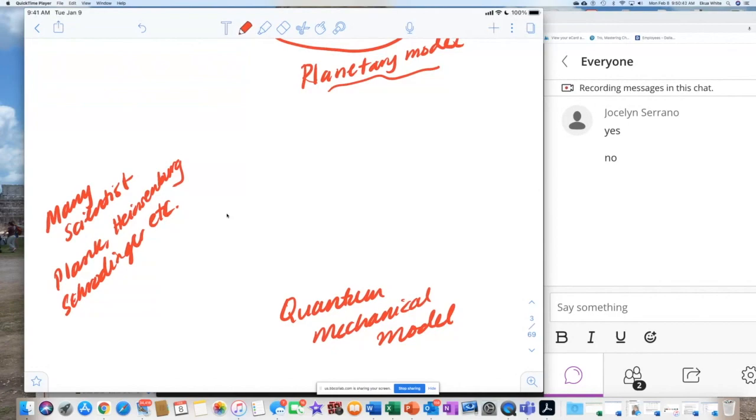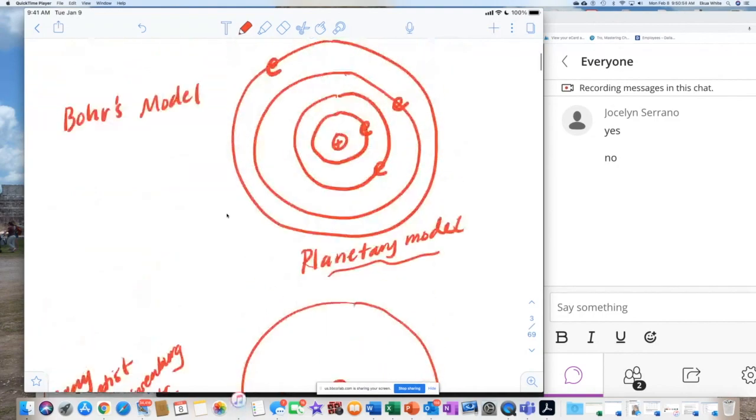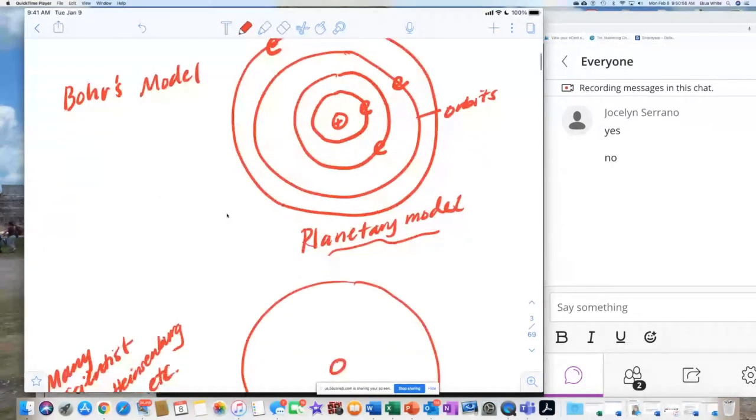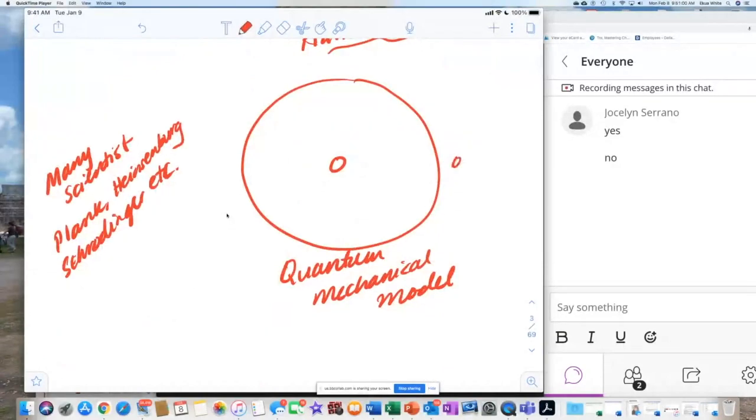Okay, so I'm going to attempt to draw this model. It's a very complex model. This model is based on not orbits, but orbitals around the nucleus. So here, these circles are orbits. In the quantum mechanical model, the circles are orbitals.